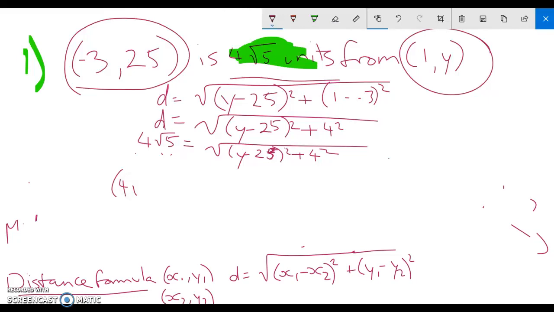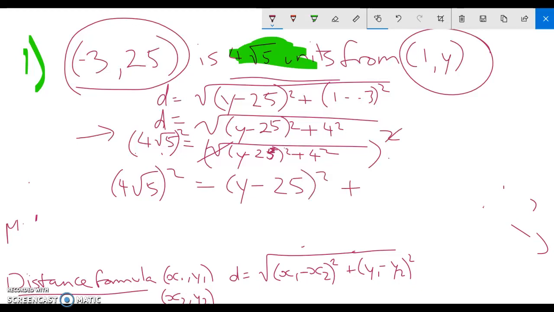So I'm going to do 4 root 5 squared equals, and if I square a square root, because I have to do it to that side, you actually cancel the square root sign. Squaring cancels the square root sign, but it doesn't do anything to this side of the equation. So you get that equals that. Now 4 root 5 squared is equal to 4 squared times root 5 squared, equals (y take 25) all squared plus 16.